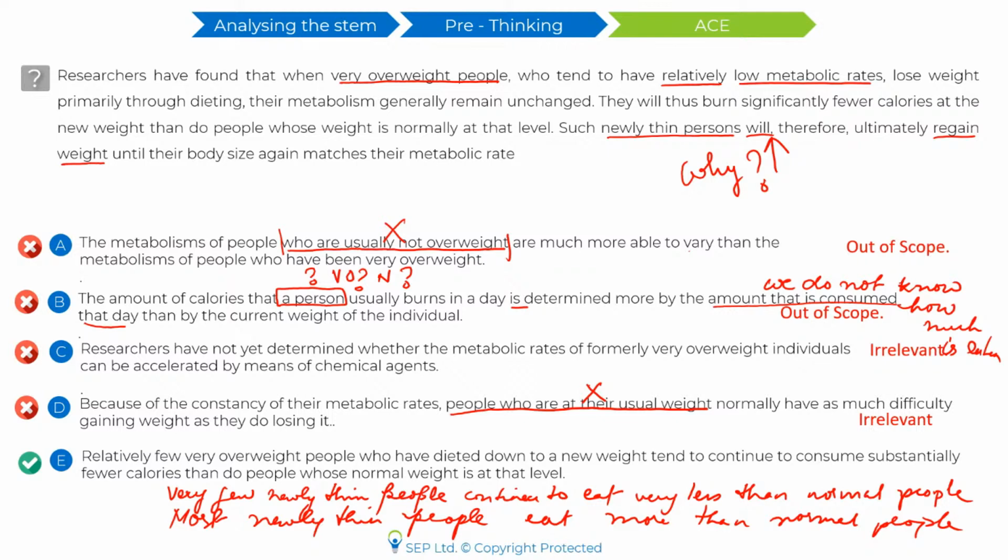So you need to simplify E, guys. Look how I segmented. Relatively few. Then, so relatively few means very few. Okay, this part: very overweight people who have dieted down to a new weight. I broke here and I said newly thin people. Tend to continue to consume, continue to eat substantially fewer calories, very less than people whose normal weight is at that level, than normal people. So see how I'm simplifying the information to get right at it. So E is the correct answer. Those of you who marked E, guys, very good.